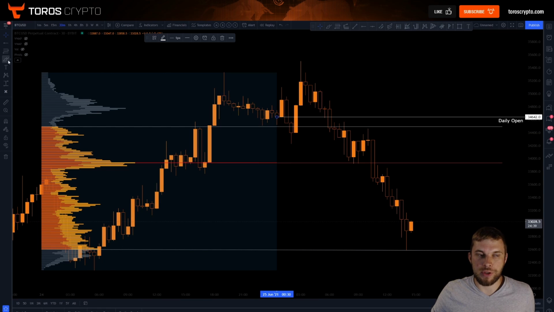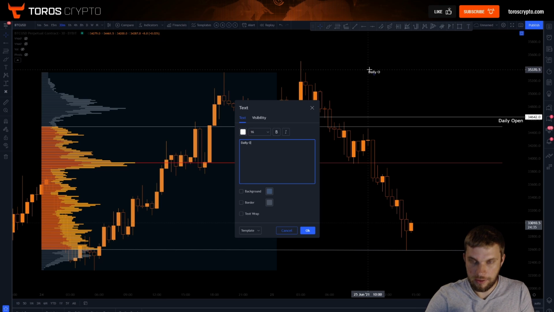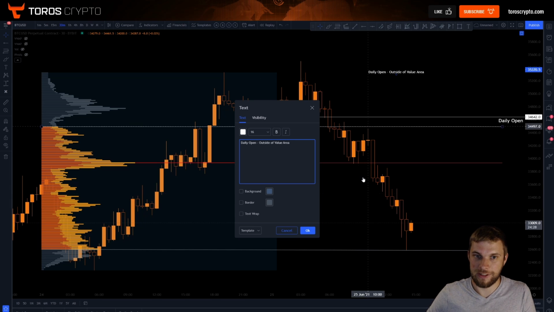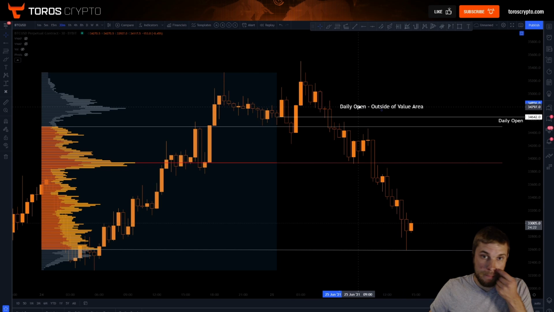So this is rule number one. What you want to see is a daily open outside of value area. Let me just make this a little bit bigger so people can see. So this is the first condition that's been met.